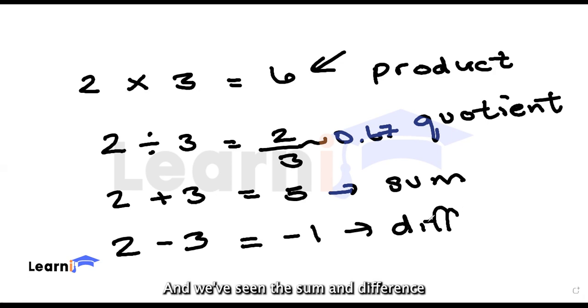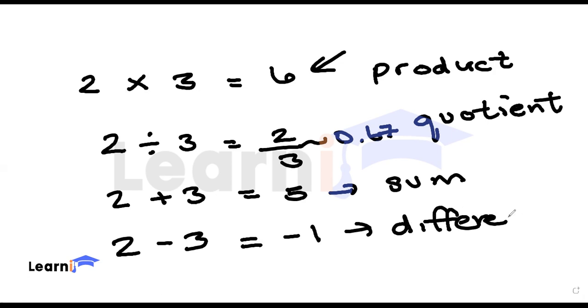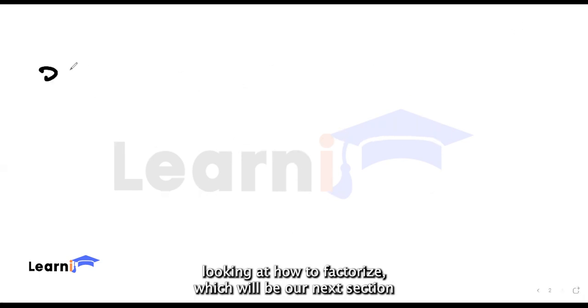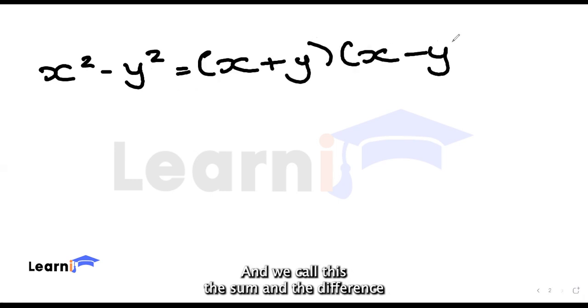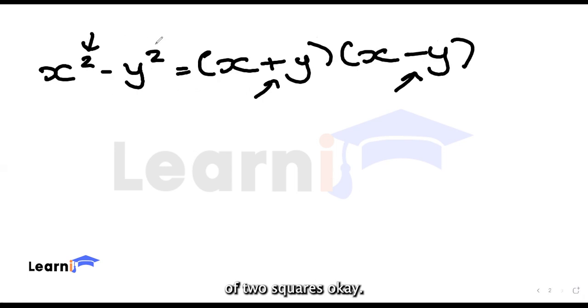And we've seen the sum and difference before, like when we are looking at how to factorize, which will be our next section. Here, in order to factorize this, we would factorize it into x plus y and x minus y, and we call this the sum and the difference of two squares.